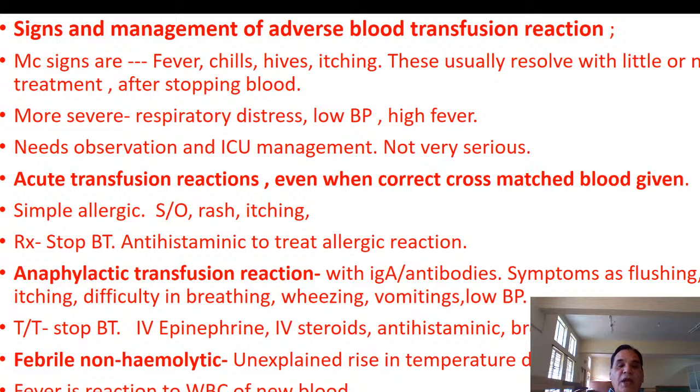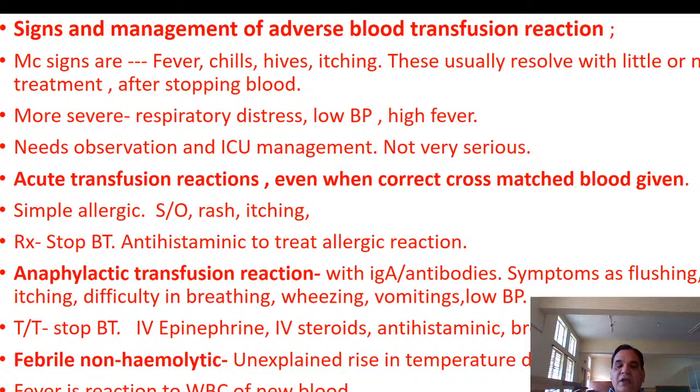More important is acute transfusion reactions. What is it? These reactions occur even when the correct cross-matched blood is given. Many of the symptoms are because of mismatched blood, but this occurs even when the rightly cross-matched blood is given. They can be simple allergy, rash, itching. The treatment is to stop the blood transfusion and give antihistaminic.